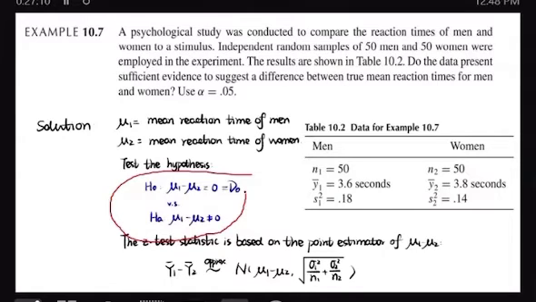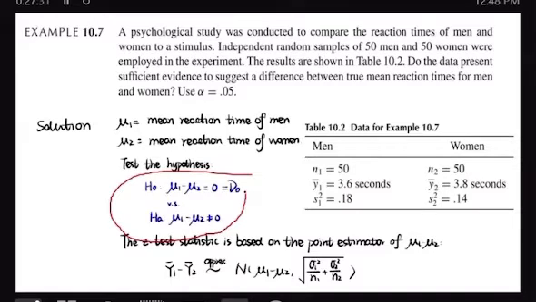The null hypothesis is going to be mu1 minus mu2 equal to 0. You know what that means? There is no significant difference between the reaction times of men and women to stimulus. While the alternative is saying there is a significant difference.